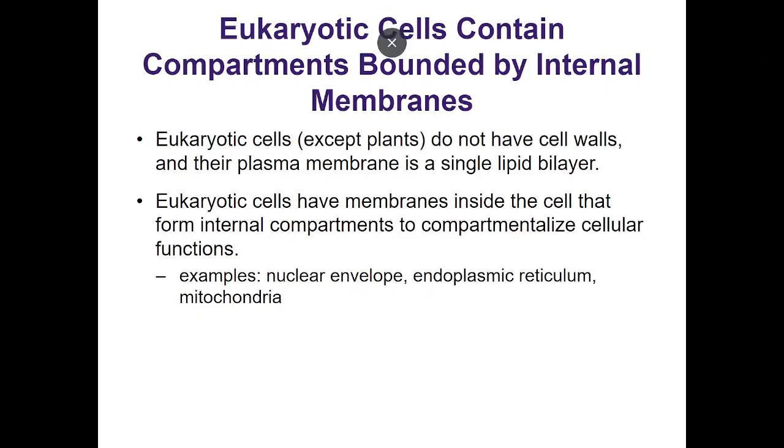Okay, eukaryotes. Eukaryotic cells contain compartments that are bound by internal membranes. The eukaryotic cells, except for plants, by the way, do not have cell walls. Their plasma membrane is a single lipid bilayer. The eukaryotic cells have membranes inside the cell that are going to form internal compartments. These will compartmentalize the cellular functions, many different cellular functions. Some examples will be things like the nuclear envelope, endoplasmic reticulum, and our mitochondria.